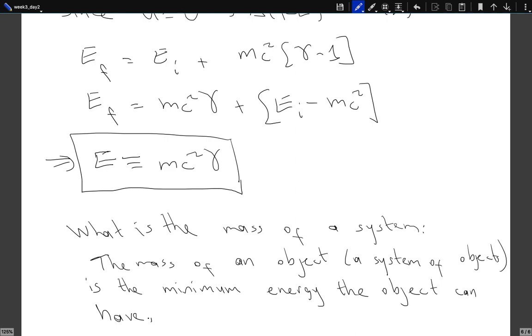So in this sense, the mass and energy are basically the same thing. Its mass is nothing but the minimum energy that the system can have.